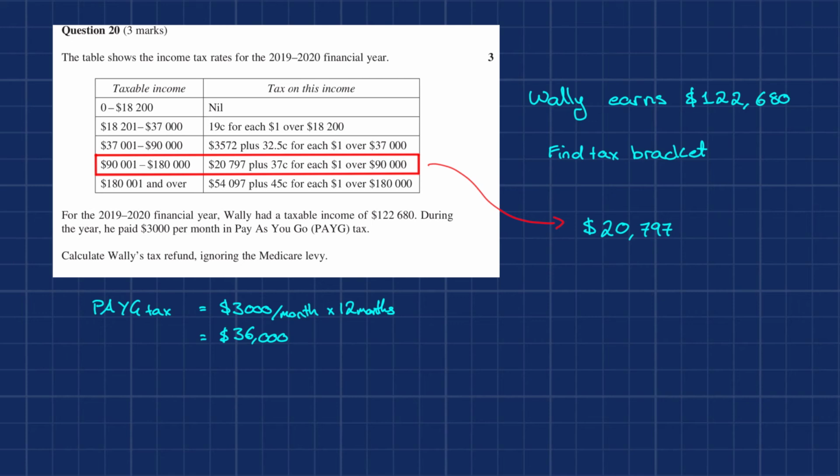So the $20,797 is simply all the tax he would have paid for all of the previous tax brackets stacked up. It's just all of the math done for you. So it's a lump sum payment of this plus 37 cents for every dollar over 90,000. So we take the $20,797 and then we add 0.37, which is 37 cents.